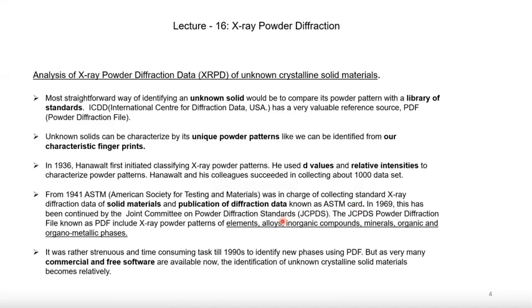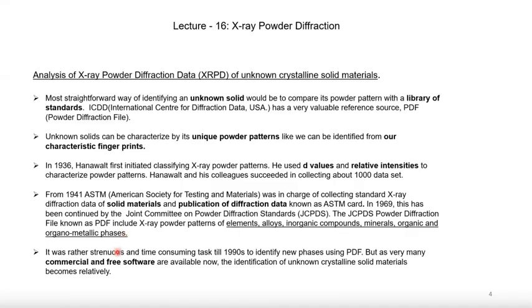This in 1969 has been changed, and we now call it the Joint Committee on Powder Diffraction Standards. This Joint Committee on Powder Diffraction Standards, also known as PDF, includes X-ray patterns of elements, alloys, inorganic compounds, minerals, organic and organometallic phases.